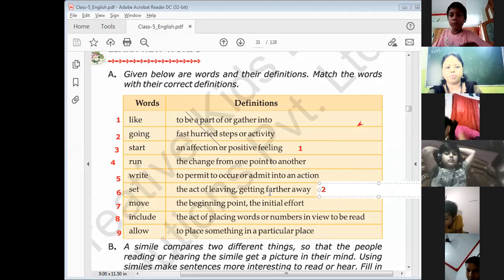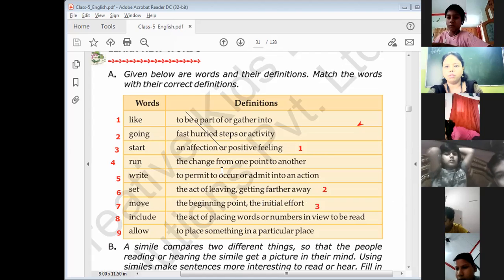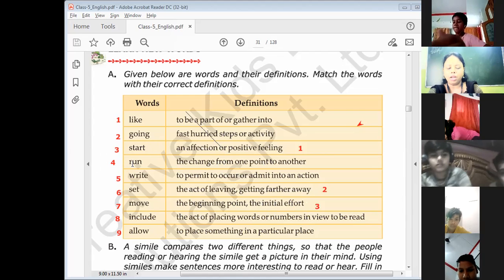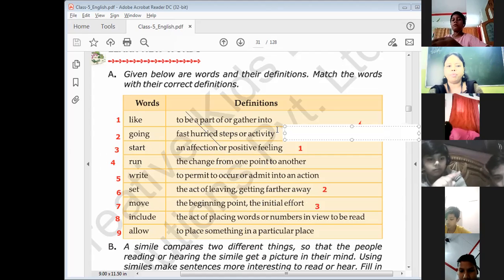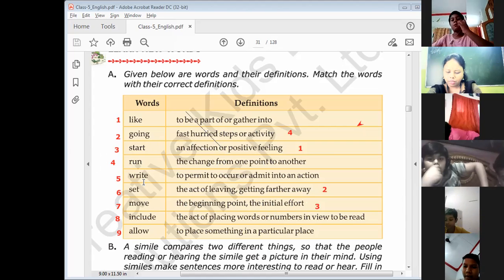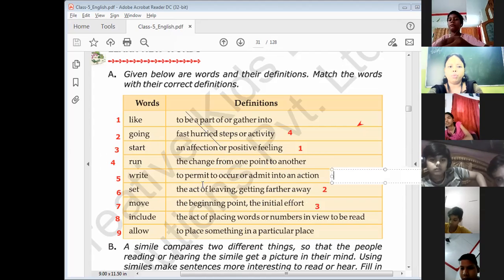Number 2. Number 3 is start, the beginning point. This is number 3. Write down, Pratyanshu. Number 4 is run. Run means fast, hurried step or activity. Number 5 is write. Write means to permit to occur or admit into an action.